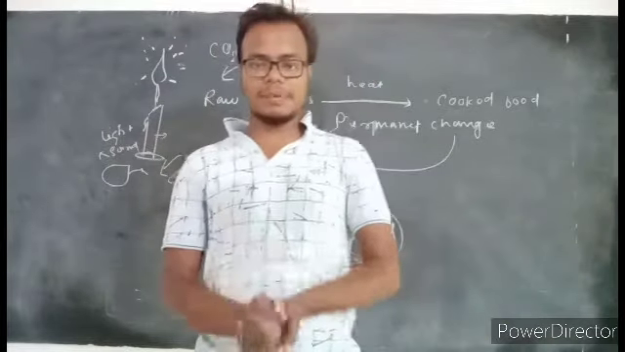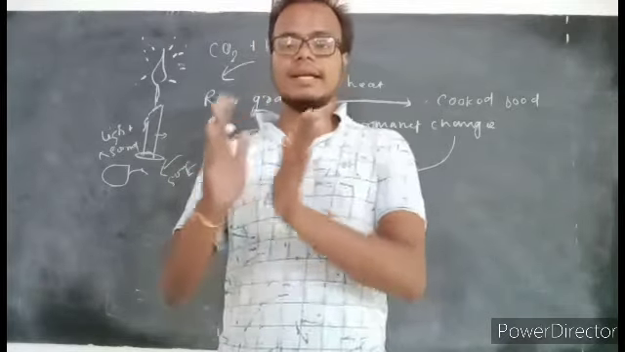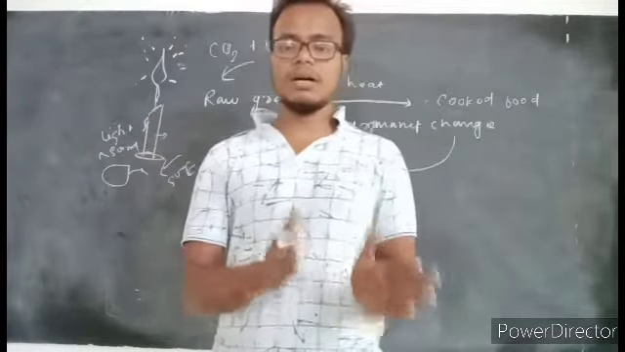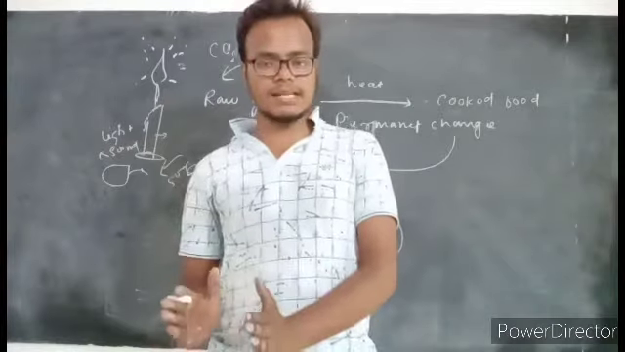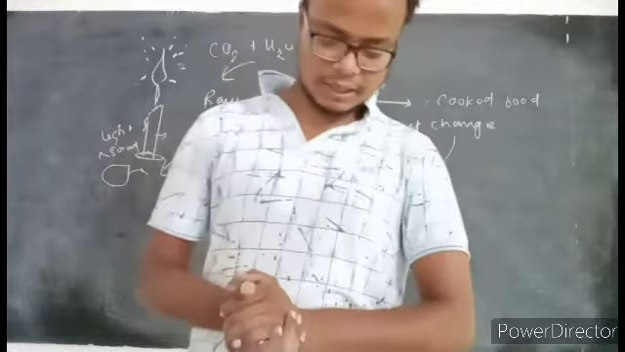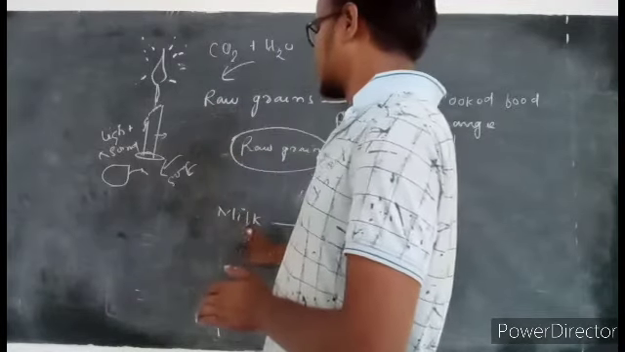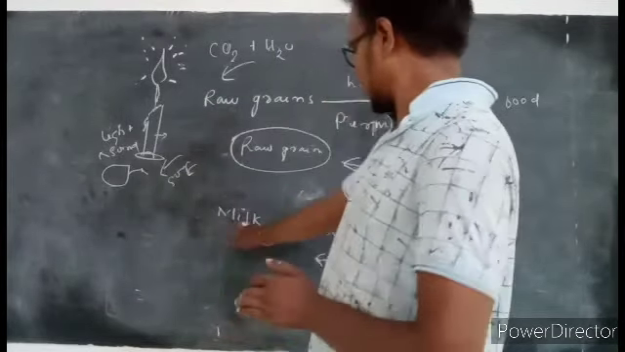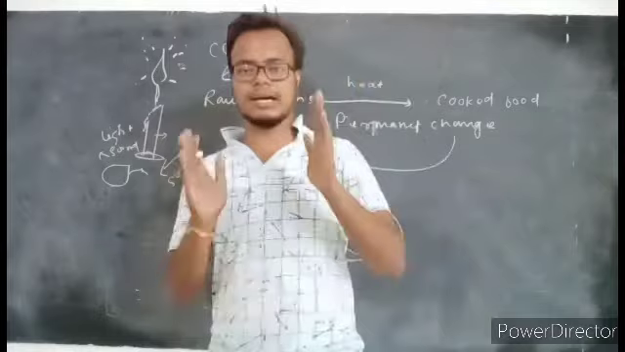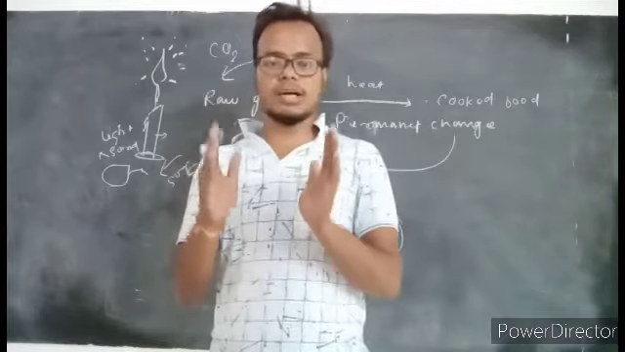So chemical change is a type of change in which a completely new substance or product is formed. It is a permanent, irreversible change, and again there is a formation of a new product. Examples of chemical change are cooking of raw grains, ripening of a fruit, conversion of milk into curd, burning of a candle, and bursting of crackers. These are chemical changes. Chemical change is a permanent, irreversible change, and it produces a new product.